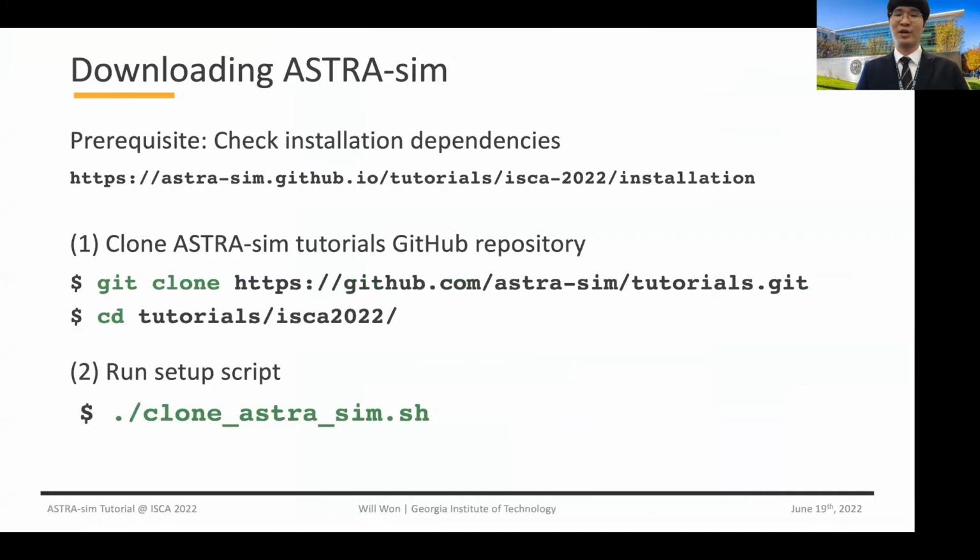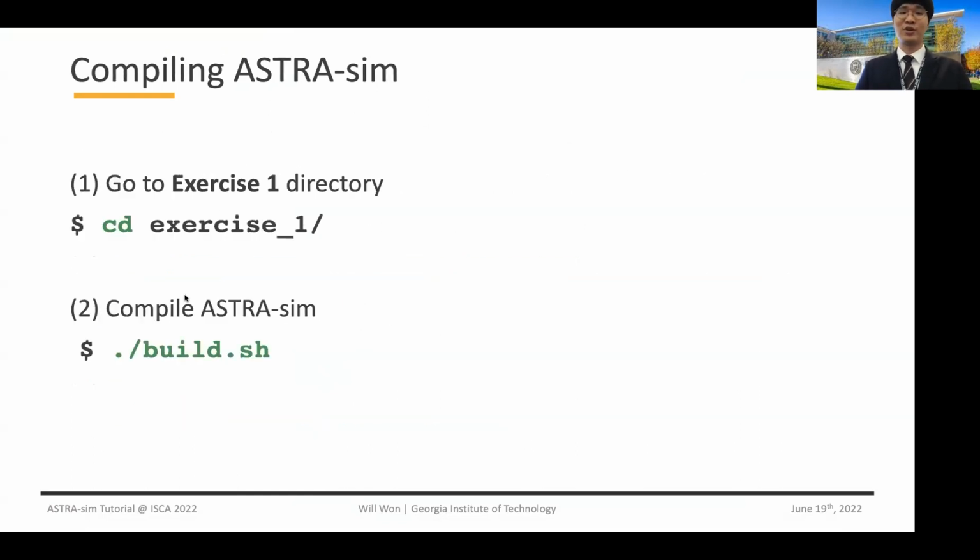So anyway, the takeaway is you can clone this tutorials repository, go to this ISCA folder and run this clone ASTRA-sim script and it will automatically clone. And then you can go into the exercise 1 folder and build ASTRA-sim. So this is how you download the source code and compile it. If the dependency is not working, you can pull the Docker image as well, and then go to exercise 1, just like here, and build ASTRA-sim as well.